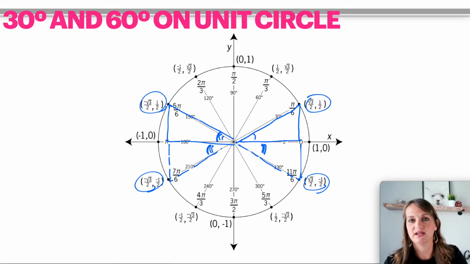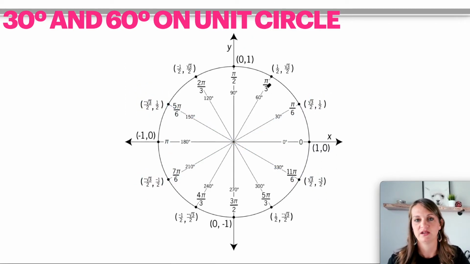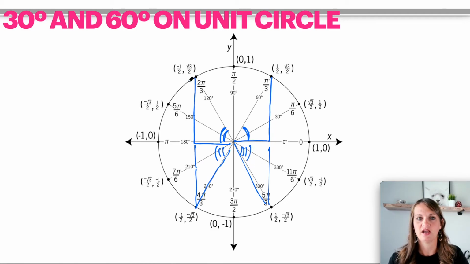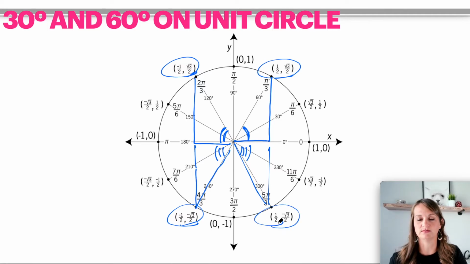At 60 degrees, the opposite happens. So at 60 degrees, this would be a 60 degree right here. If that's 60 degrees, this is 60 degrees based off of reference, which means this would be 60 degrees, which means this would be 60 degrees. And that's why all of those coordinate points also have the same coordinate points, except the negatives are going to be different.